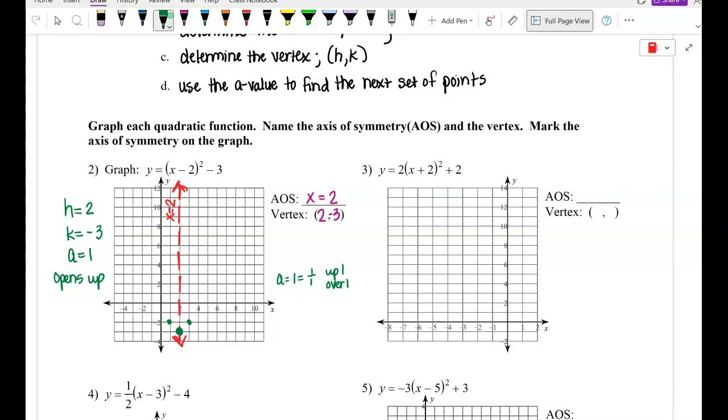So I can only use that idea of slope on that very first set of points. I cannot continue that to get more points. But this does give me enough to give me the general shape of my parabola.